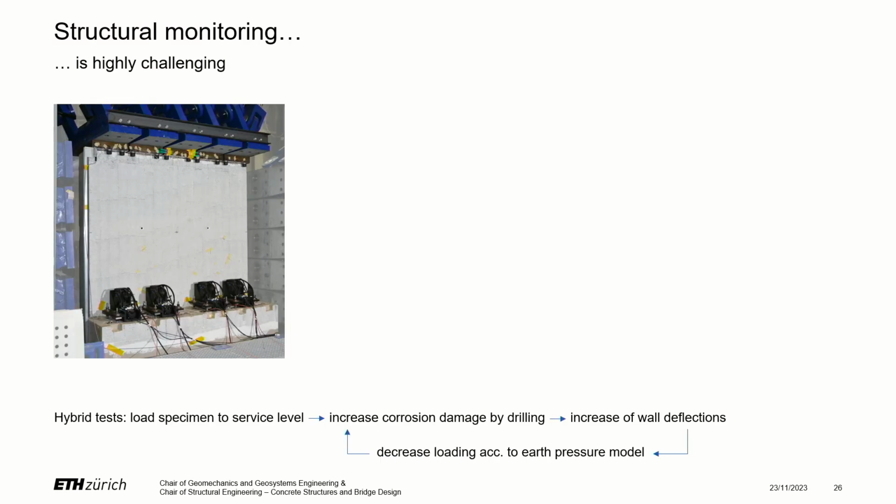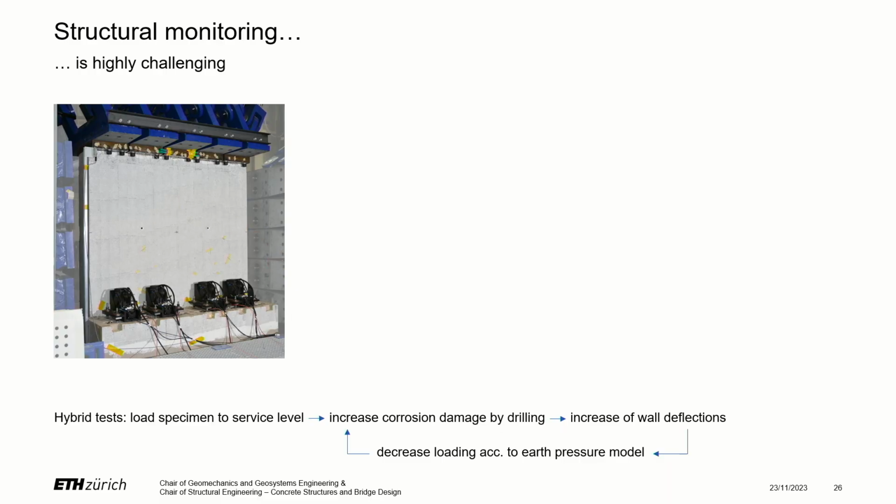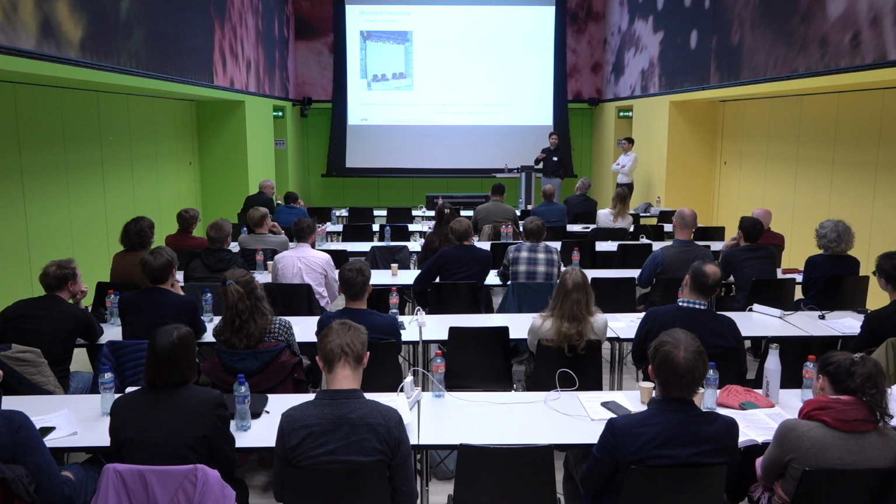So let me finish this presentation with a question which is often raised, namely if structural monitoring would be possible for these walls. To answer the soil structure interaction and also the potential of structural monitoring, we conducted hybrid tests. This means that uncorroded specimens were loaded up to surface level, and then we started the corrosion damage by drilling several bars. Of course, the stiffness of the wall then decreased, and then we also decreased the load as a function of the wall deflection.